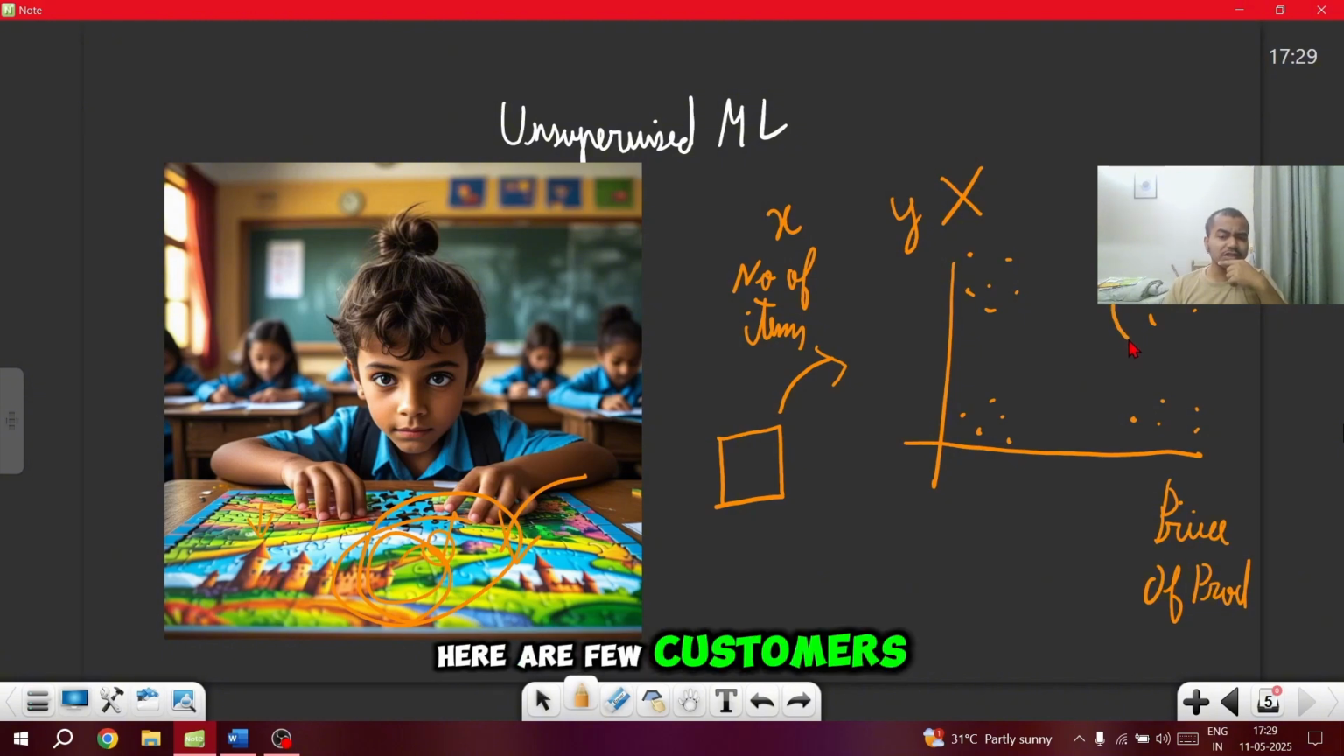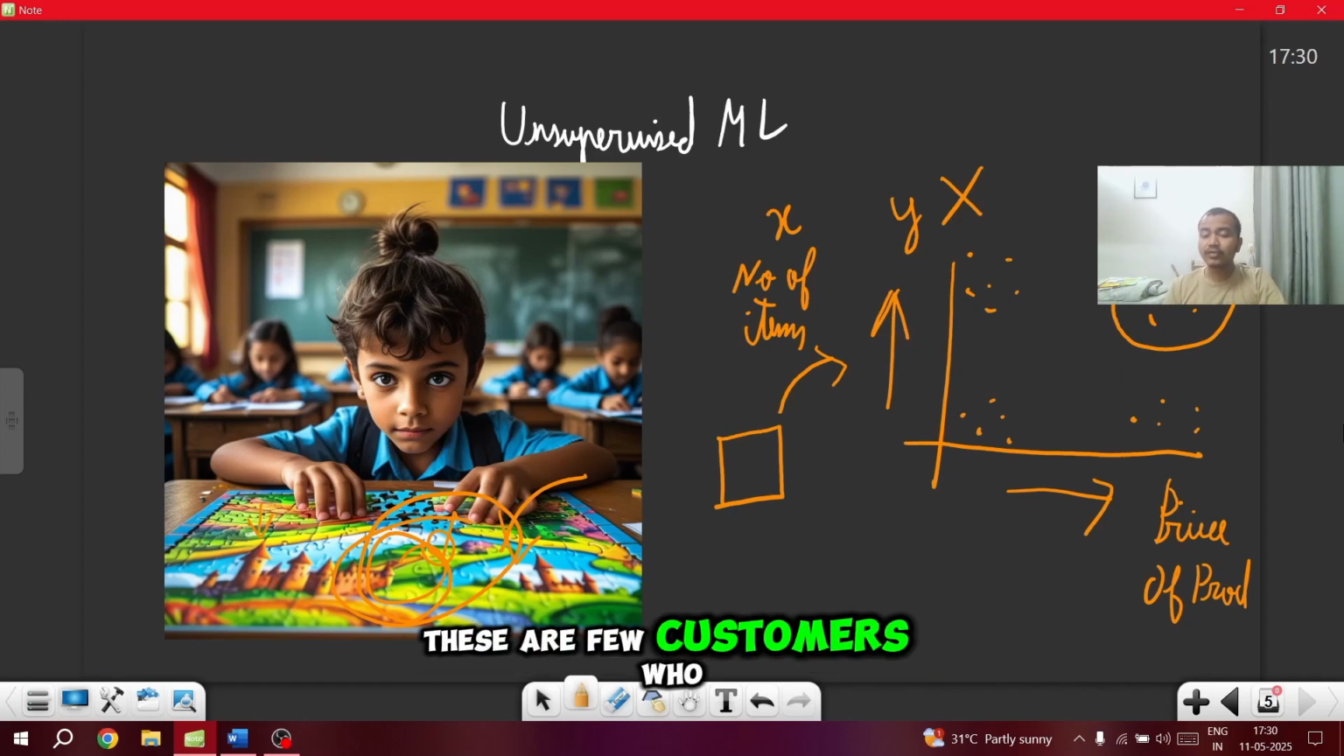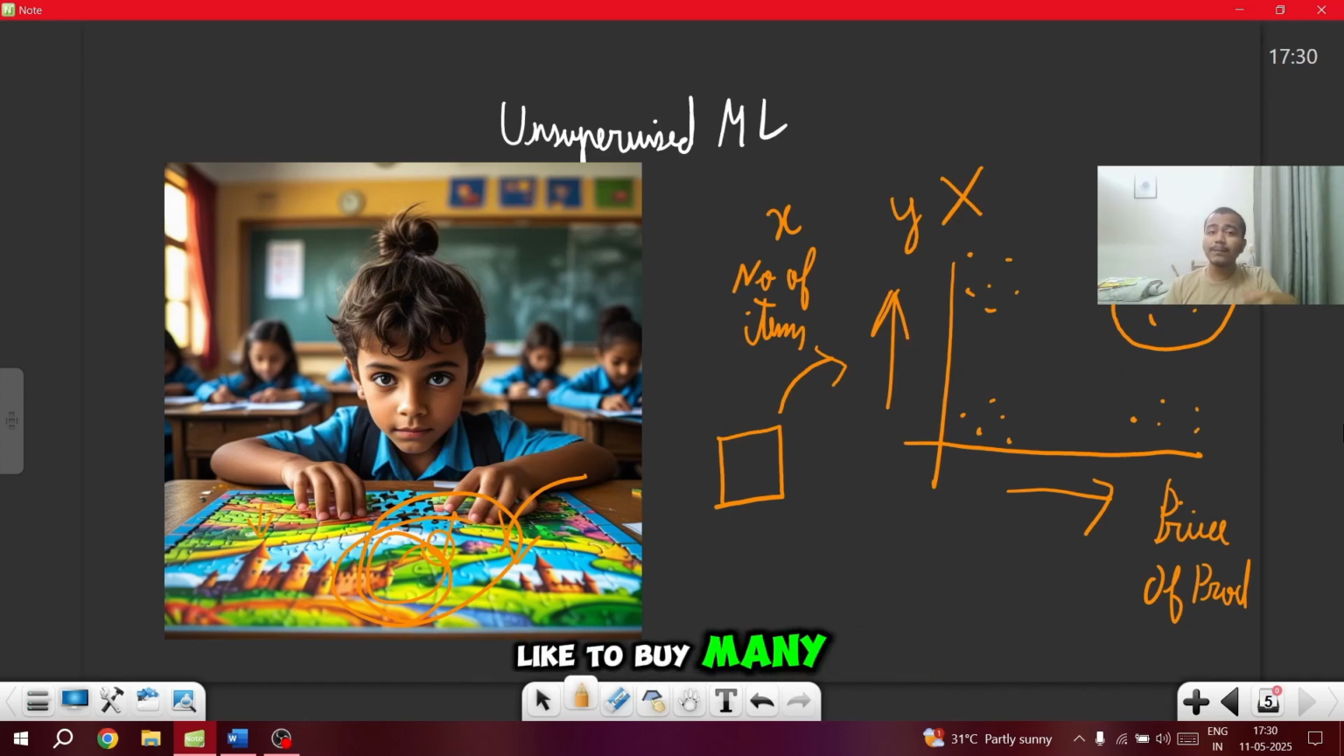Here are few customers who like to pay very high for products and also buy a lot of products, because here the y is increasing and here x is increasing. Here price is increasing, here number of items are increasing. These are few customers who like to buy many high price products. So they must be really wealthy. And the company, by analyzing this, tries to sell them more high price products without giving any discount.